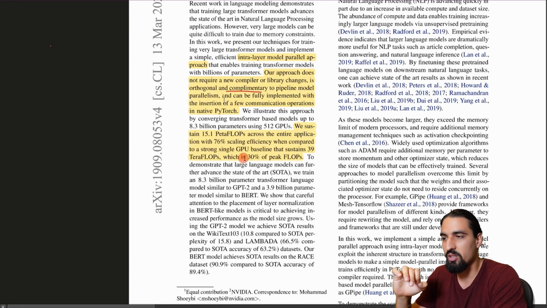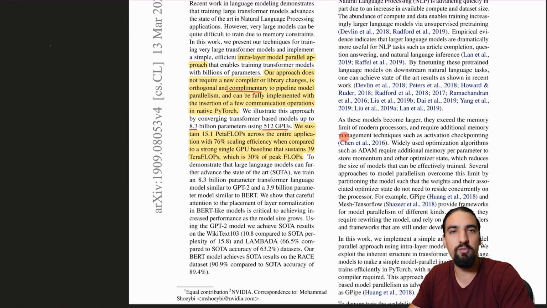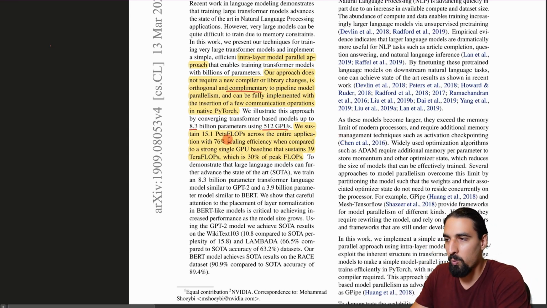Okay, then they say this, we sustain 15.1 petaflops across the entire application with 76% scaling efficiency when compared to a strong single GPU baseline that sustains 39 teraflops, which is 30% of peak flops. So let me break this down. First of all, I forgot to mention here, they're training a model that has 8.3 billion parameters, and they're training on 512 GPUs, okay?